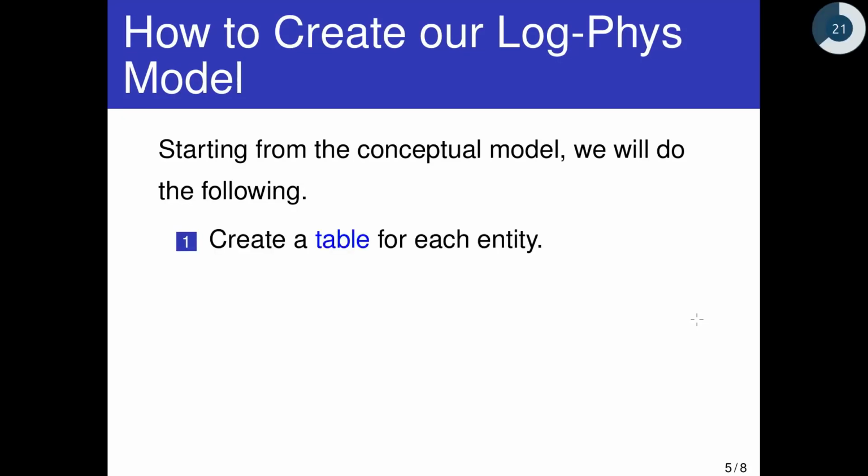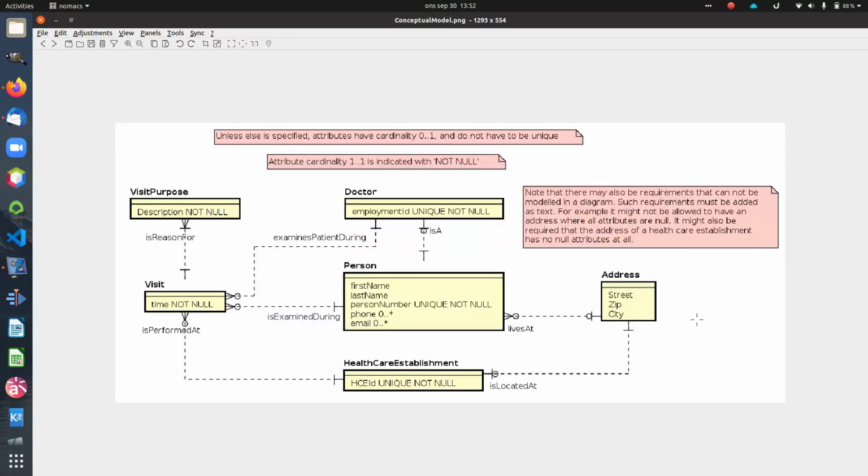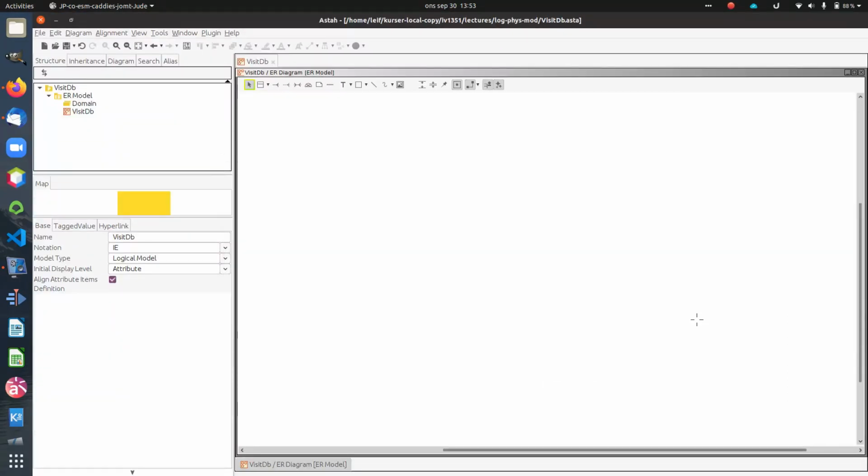The first step is to create a table for each entity in the conceptual model. So the conceptual model is the one we created in the conceptual model lecture, this one. Now we should create our logical and slightly physical model. And okay, so I'm again using ASTA. But I've also created the same model in Lucidchart, and so you'll find both the ASTA model we are creating here and the Lucidchart model on the course web.